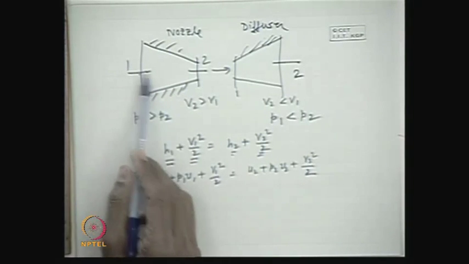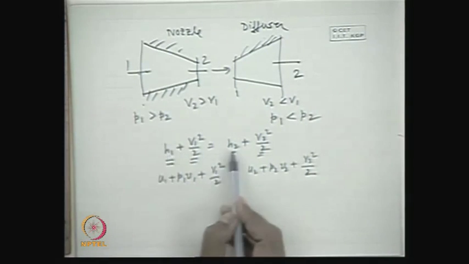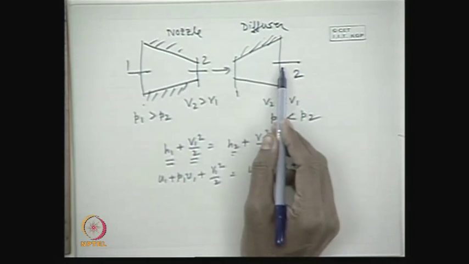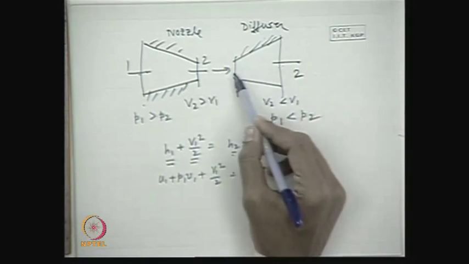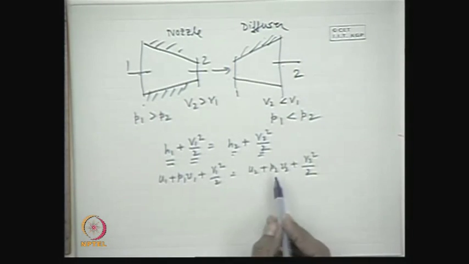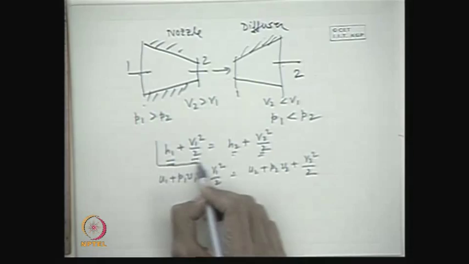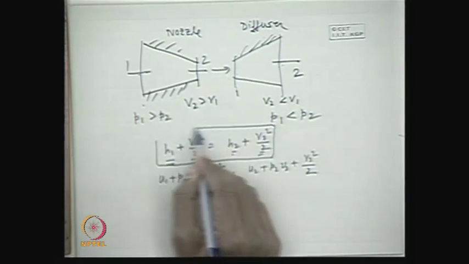That means in the nozzle, the kinetic energy is created out of the enthalpy. Similarly, in the diffuser, the kinetic energy is reduced, and the enthalpy is increased by virtue of the kinetic energy. You see that this is the expression, and it holds good for this type of flow.